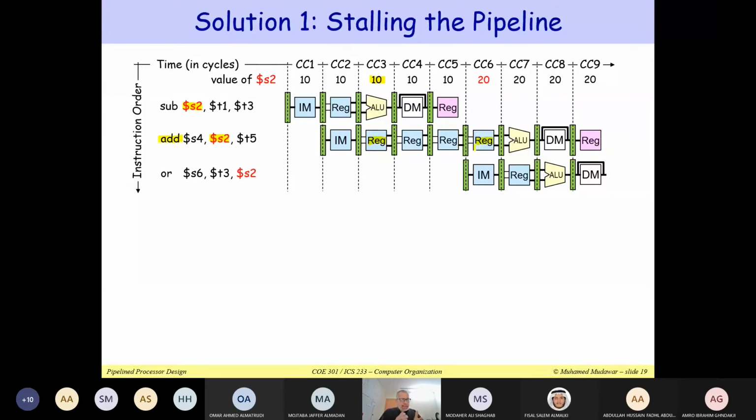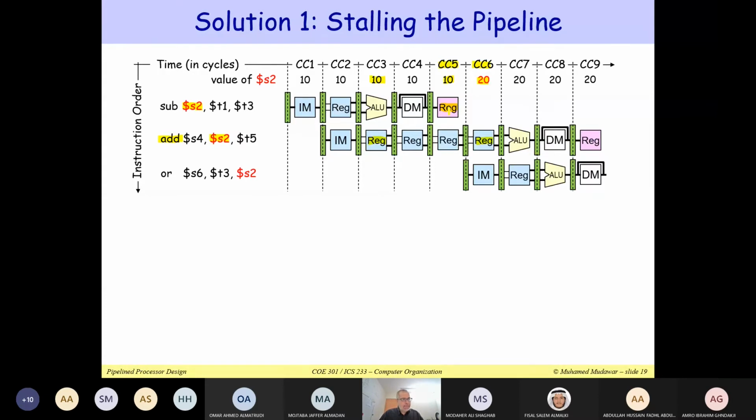So it's still in the second stage. We cannot allow it to execute. We have to wait until clock cycle number 6. Then it can read the correct value, which is 20, after it has been written by the subtract. The subtract is going to write at clock cycle number 5. So the new value will be 20 at clock cycle number 5.